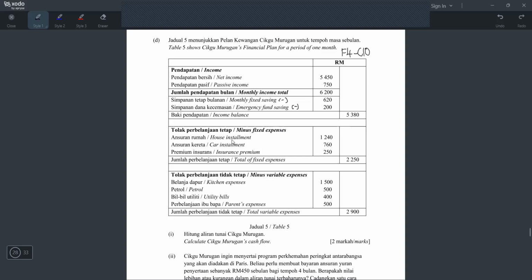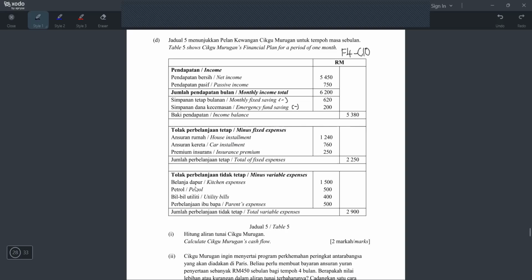Fixed expenses means expenses yang you tak boleh control. It means you cannot control the price. Okay, but variable expenses you can control. It means you can actually like jimat. Like for example, utility bill, electricity bill, you can reduce the usage to kurangkan. You can somehow somewhat control the price, right?